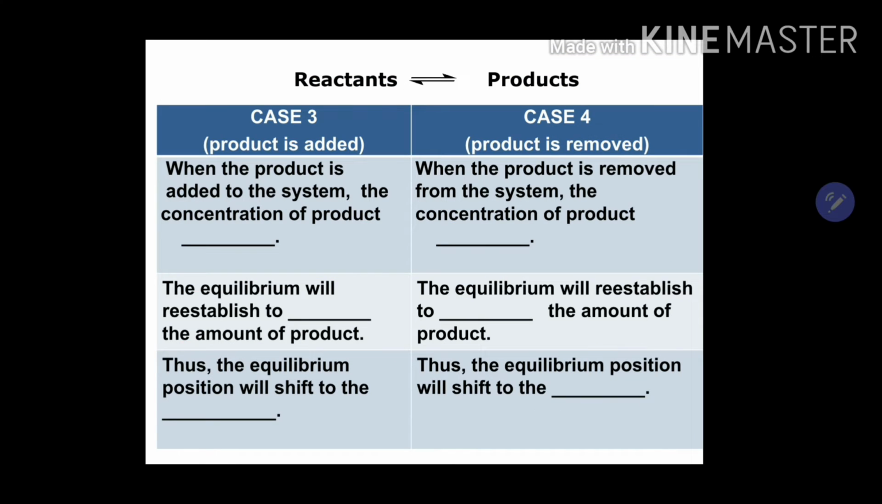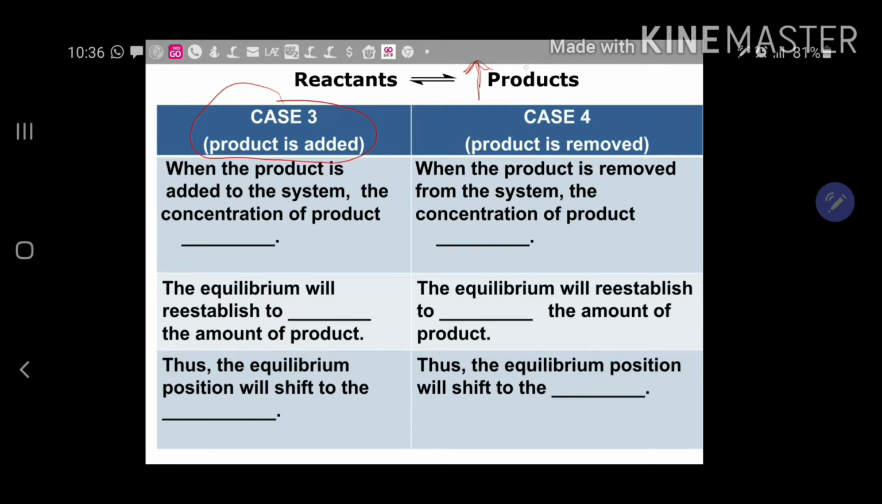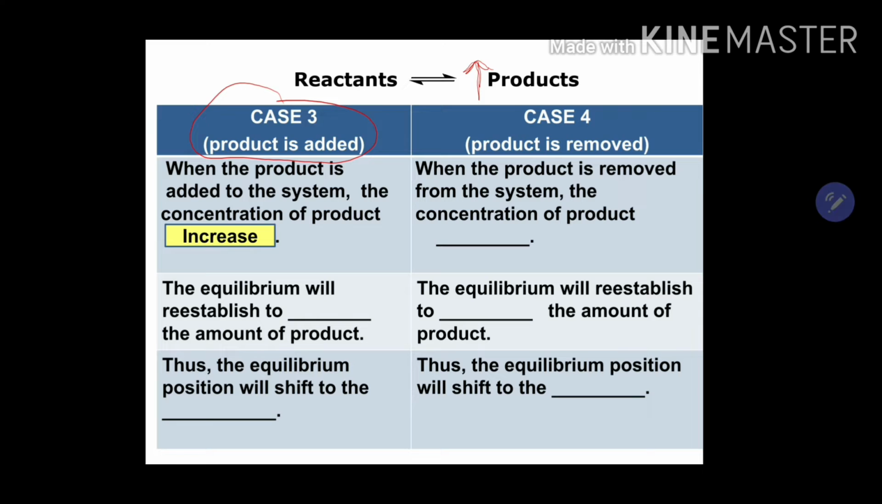Now the third case is when the product is added. When the product is added to the system, the concentration of product will be increased. The equilibrium will re-establish to decrease the amount of product because the addition of product is the disturbance. So the equilibrium position will shift to the left, because by dissociating and producing more reactants, the concentration of product will be decreased.